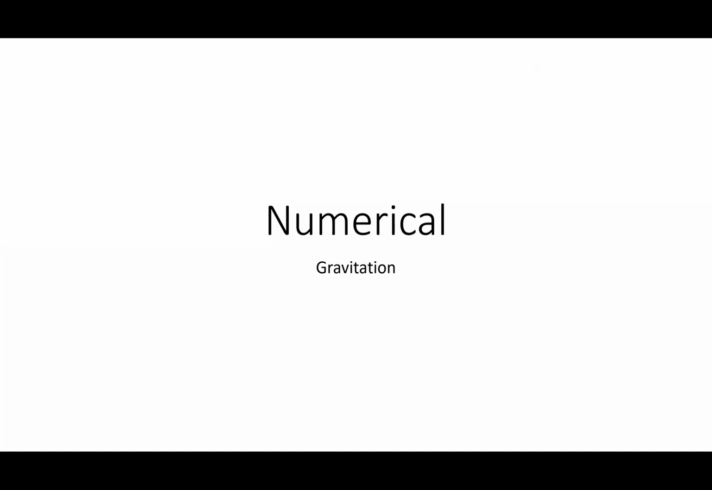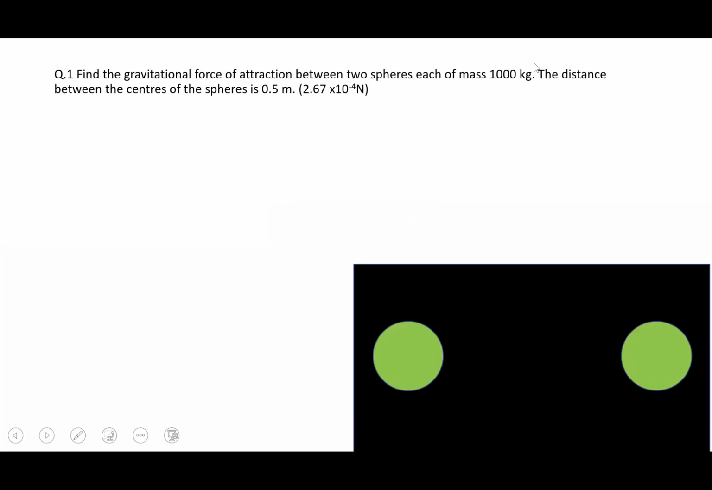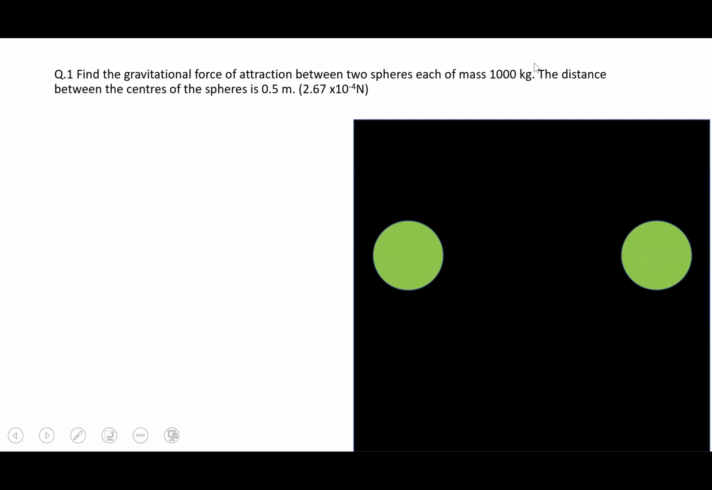Let us start with our first numerical, which says: find the gravitational force of attraction between two spheres, each of mass 1000 kilograms. The distance between the centers of the spheres is 0.5 meters. The answer should come 2.67 into 10 to the power minus 4 newtons.